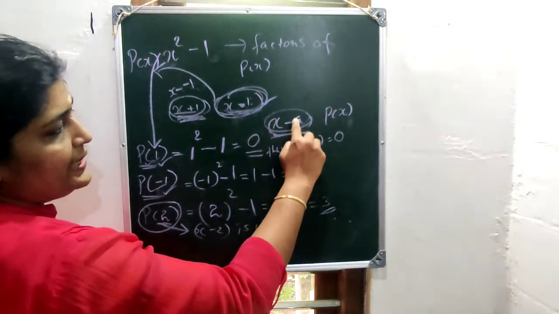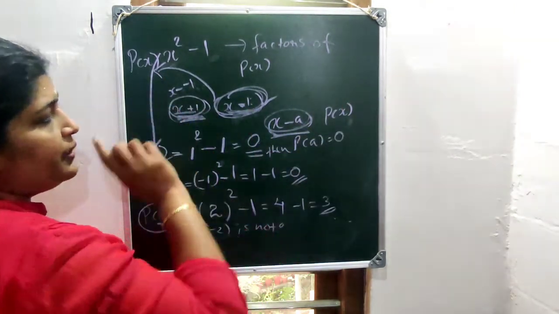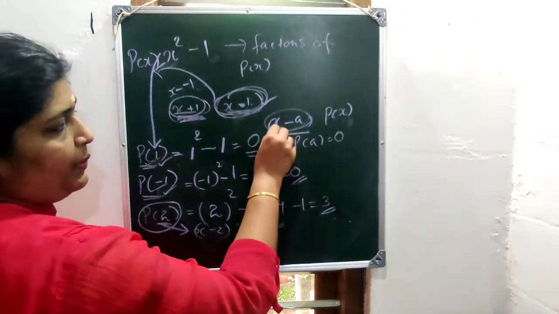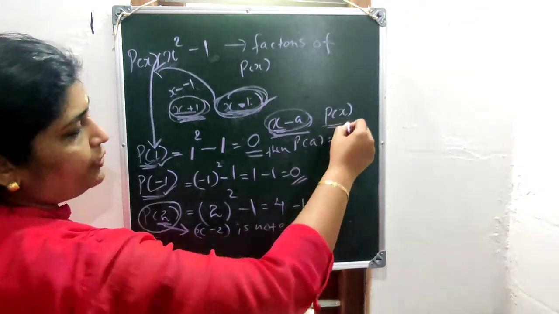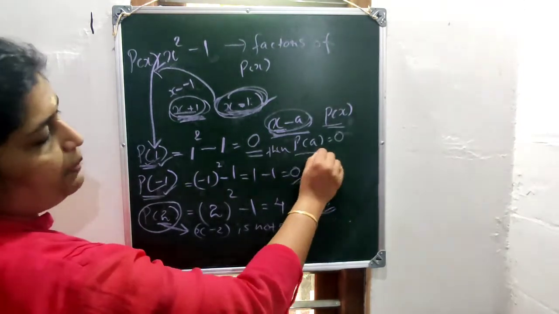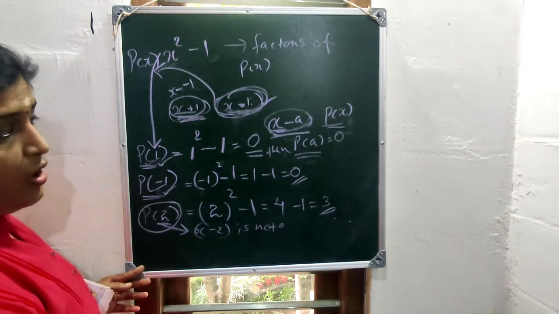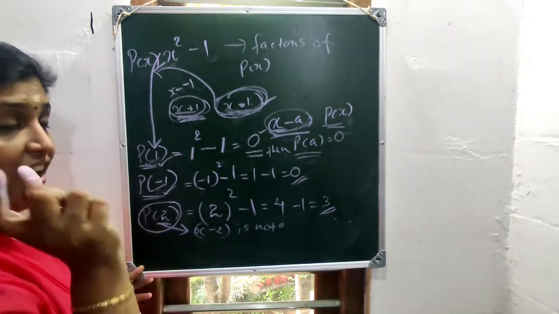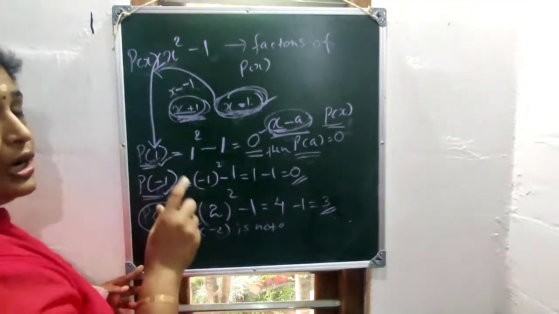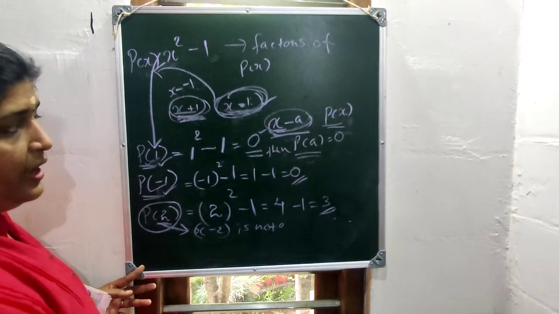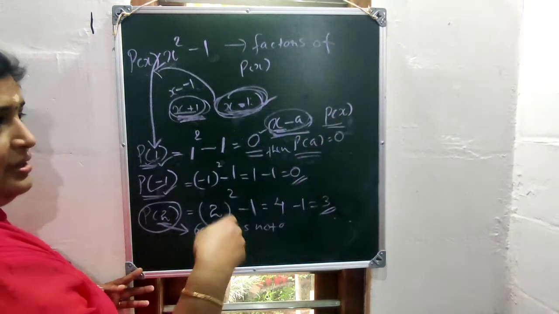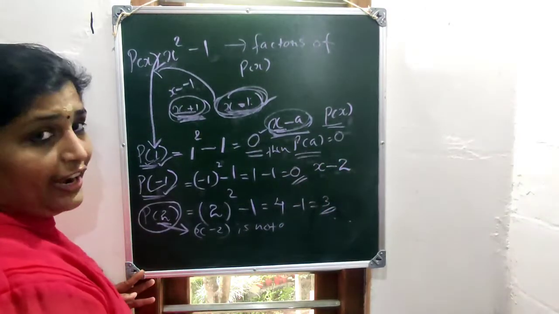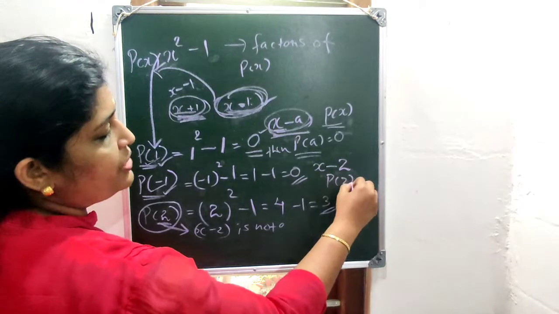So if x minus a is a factor of the polynomial p of x, then p of a is equal to 0. So this is an easy way to check whether a given polynomial is a factor of this polynomial. Take x minus a number. If we need to check x minus 2 is a factor, we need to check p of 2 is equal to 0.